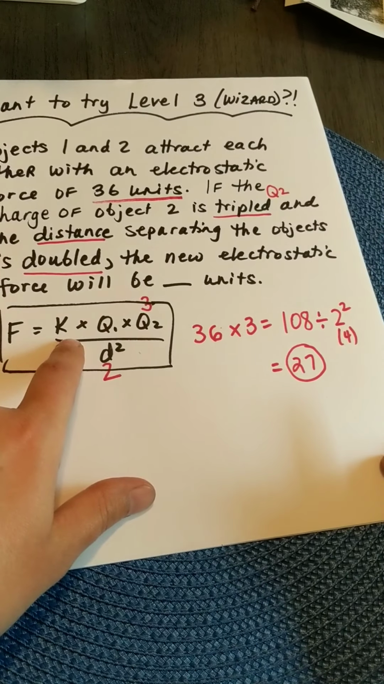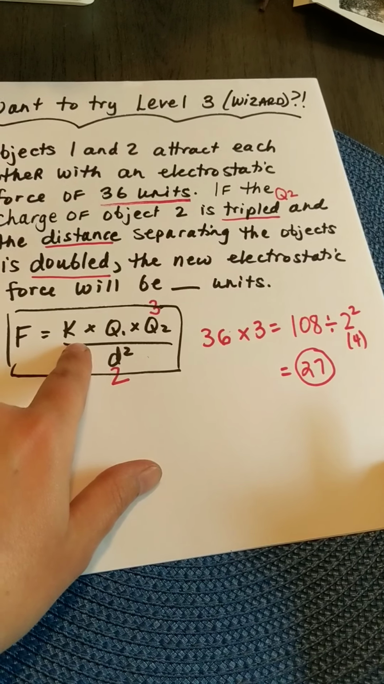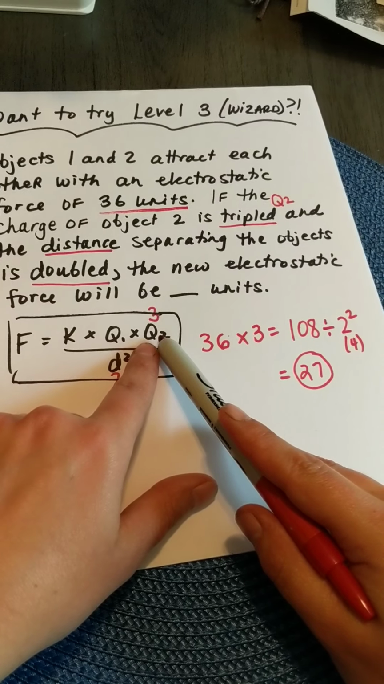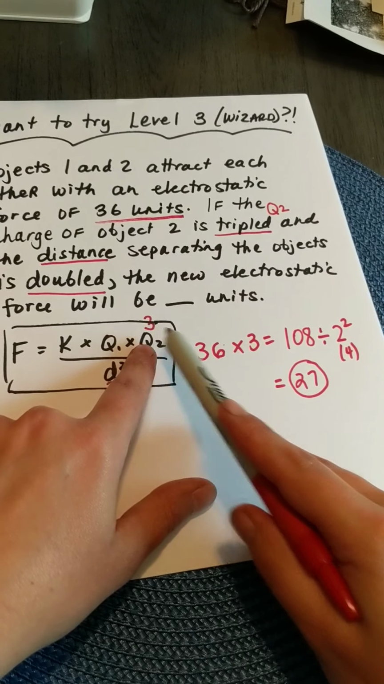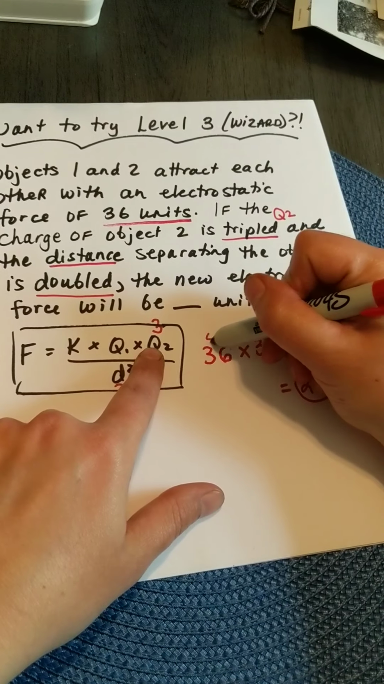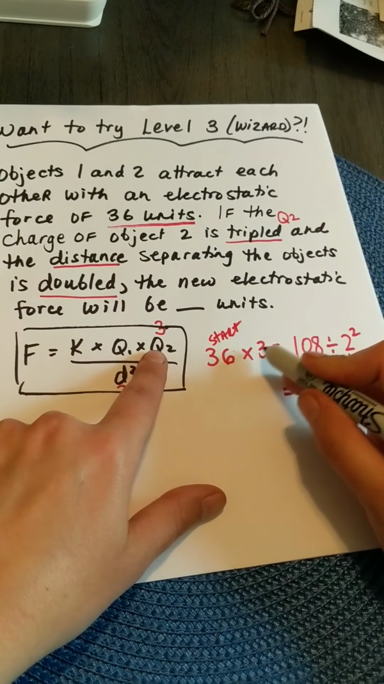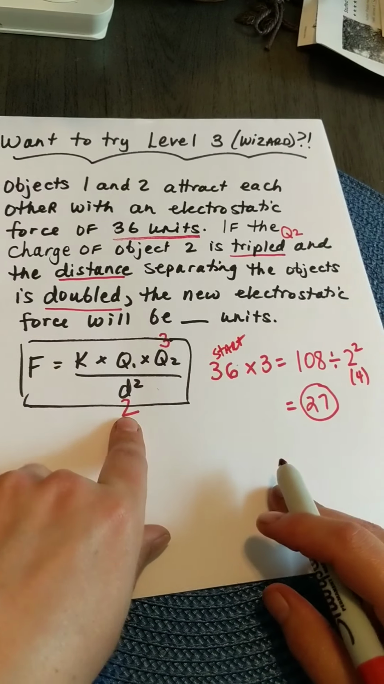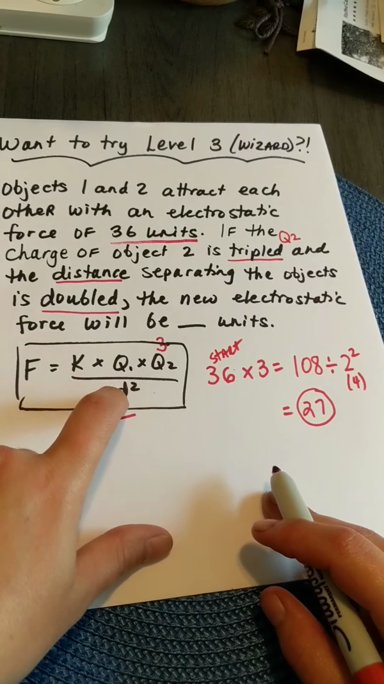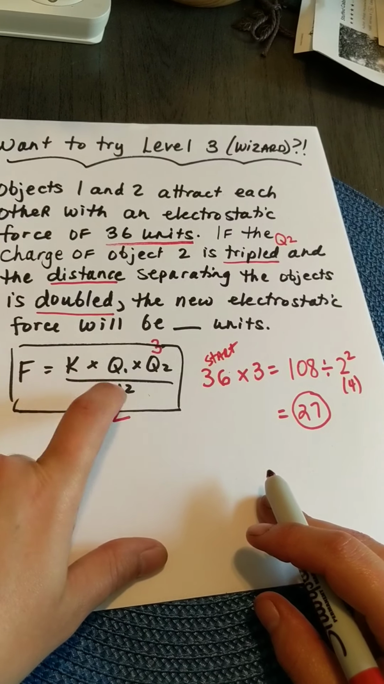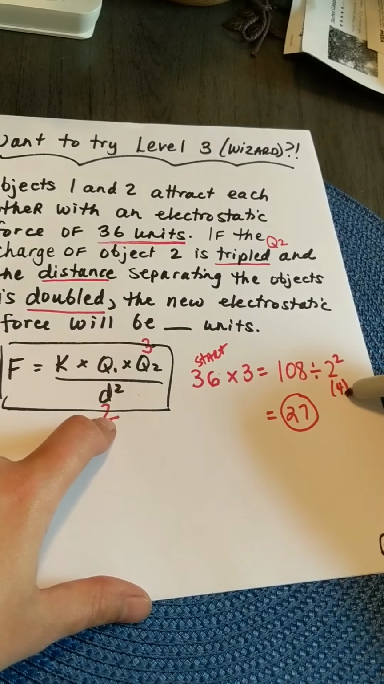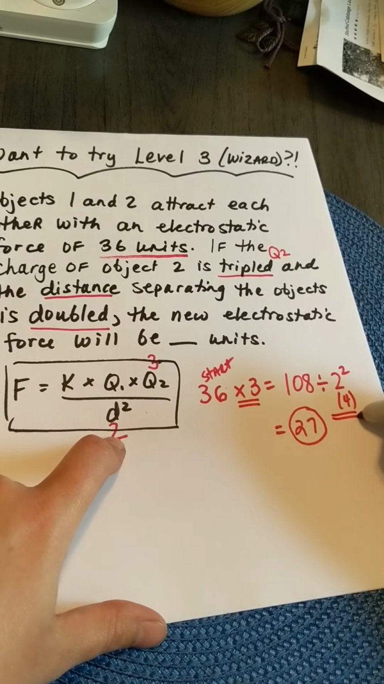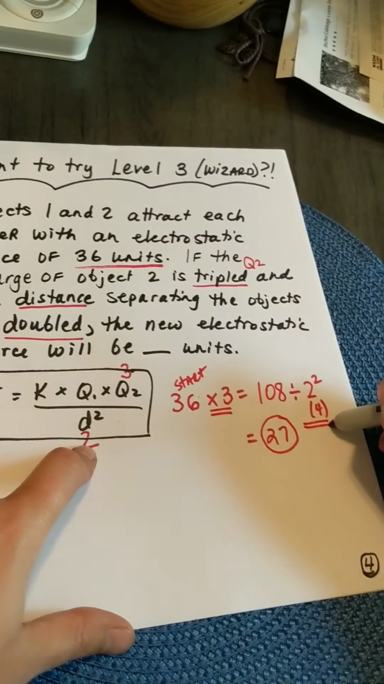Oh, one more time just to clarify what we did here. Right? So the 2 things we did was we first tripled charge 2. So we multiplied by 3. So I took my starting value, right? That was what it started at. And I multiplied by 3. But then I doubled the distance, which was D. So I divided by the distance squared. I divided by 2 squared. And 2 times 2 was 4. So there's both your steps, multiplying by 3 and then dividing by 2 squared. Those are both of the changes, okay?